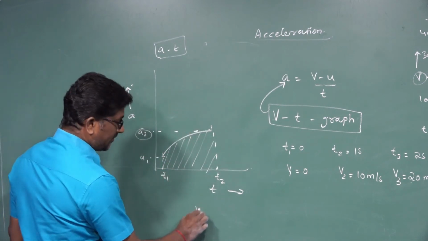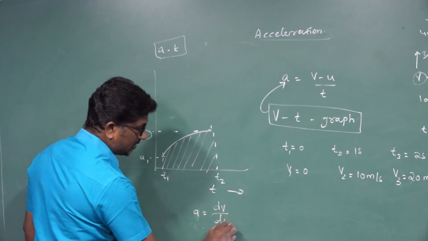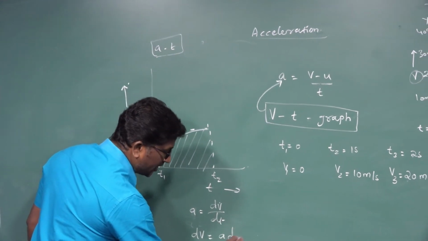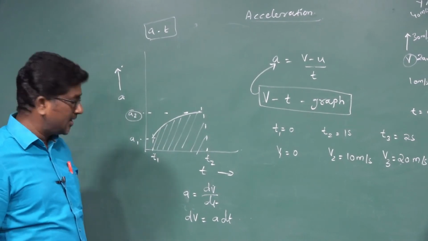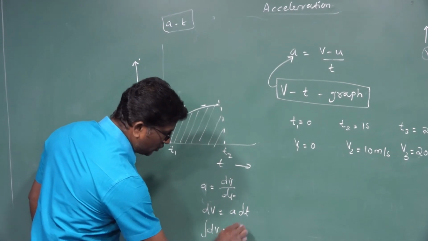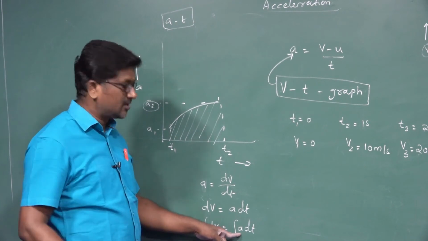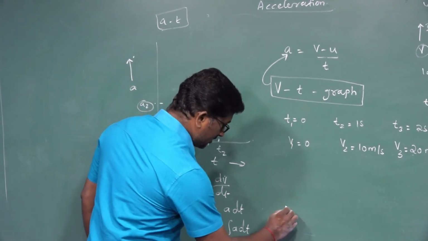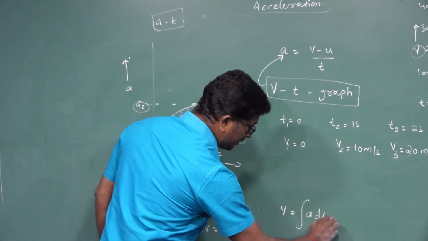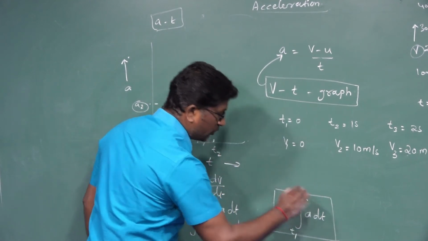We know that acceleration is equal to dv divided by dt. Therefore, dv is equal to a into dt. Just integrate on both sides. So, integration of dv is equal to integration of a into dt. Suppose the acceleration of the particle is constant. Then, integration of dv gives v. So, v is equal to a into t. The limit is taken from t1 to t2.